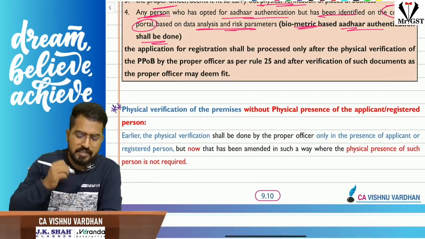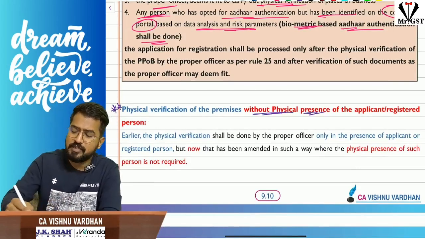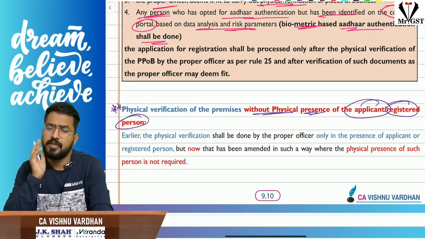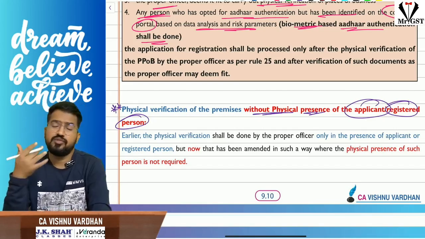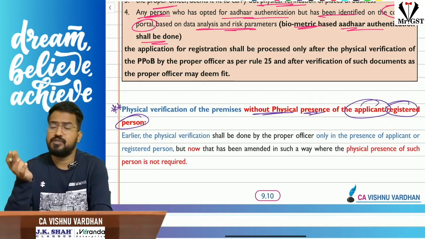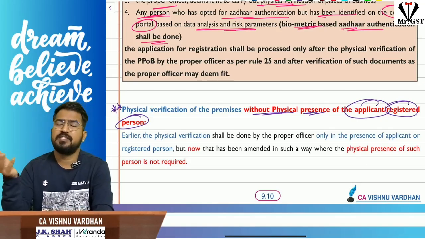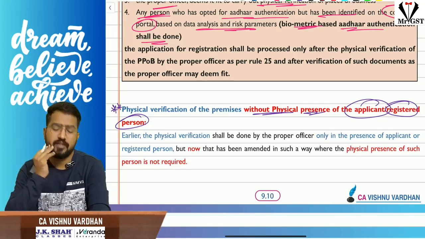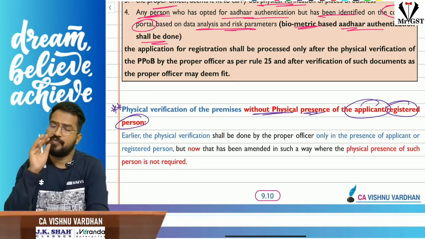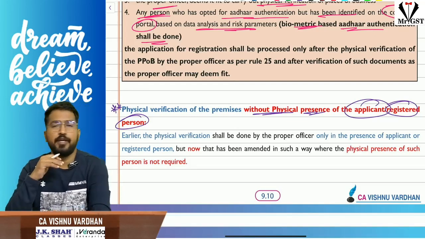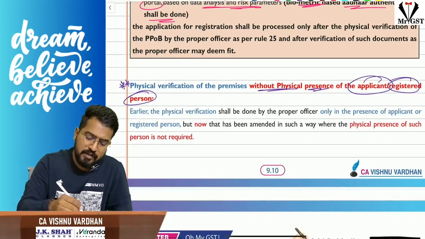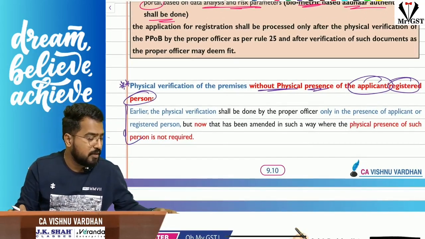So the physical verification of the premises can be done even without the physical presence of the applicant or registered person. That means if you are applying for the first time and they are asking for physical verification, no problem, they can do it even without your presence. After registration also they can do the physical verification during this Aadhaar authentication. Yes, because Aadhaar authentication was introduced in the law later, not from the beginning. So some people got GST registration even without Aadhaar authentication. Now when they are undergoing Aadhaar authentication, the proper officer can carry out the site verification without the physical presence of that applicant or registered person, submit the report and close the physical verification. Okay. So as I told earlier, physical verification had to be done only in the presence of the applicant, but now that point is not there.